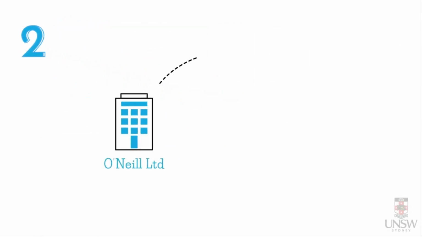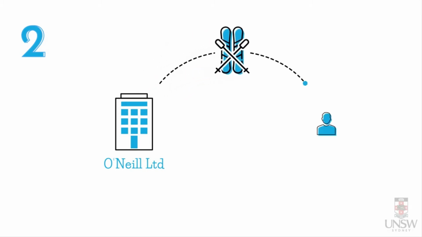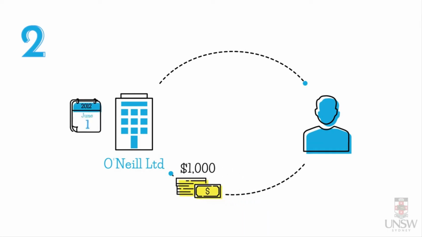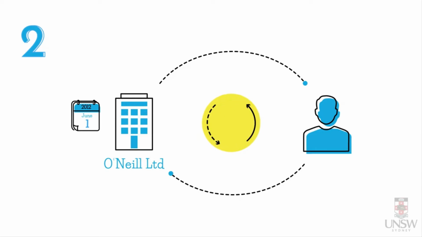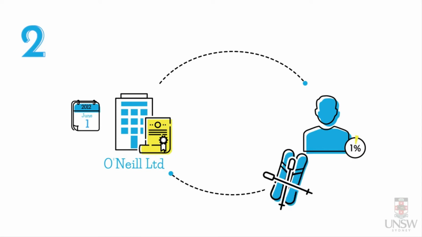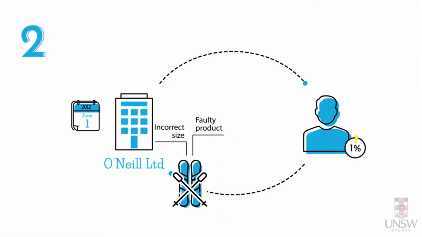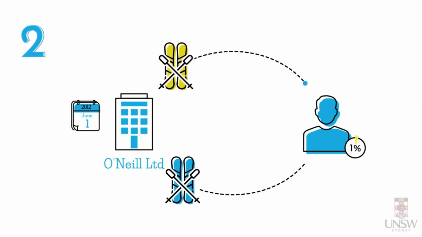So in part 2 of this question, O'Neill Limited skiing shop sells some gear to a customer. The sales price is $1,000 for cash on the 1st of June 2012. The customer has the ability to return the goods during a 7-day return period. Typically, O'Neill Limited estimates that 1% of customers will return skiing gear as they have a strict returns policy. Returns can only be made if the size is incorrect or the product is faulty. They only allow an exchange of goods.